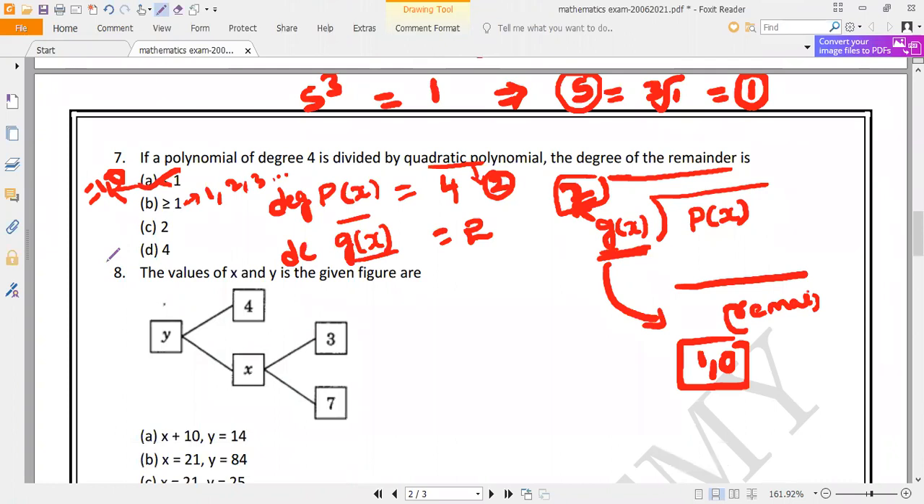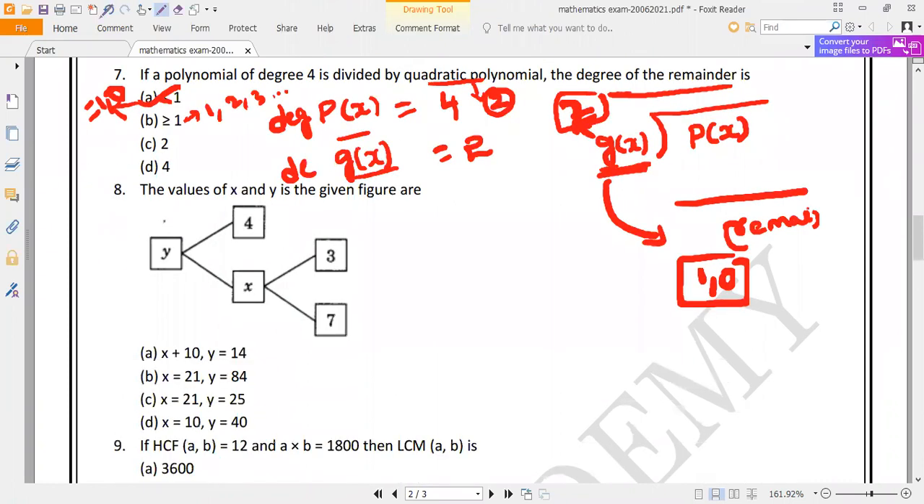8th question, very simple question. 21 comma 84. Option B, ma'am. These are the factors.